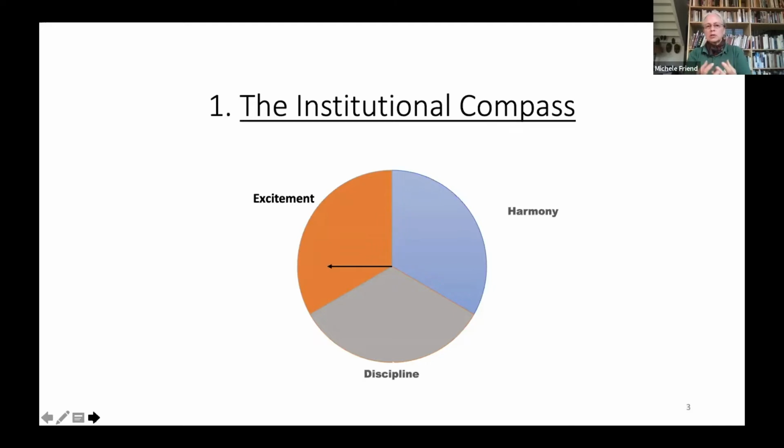And each institution, each object, each person has one of these that probably predominates, and we need all three. We need some harmony in our lives, we need some excitement in our lives, and we need some discipline in our lives. We need to get our act together sometimes. And at different periods in our lives, or in the lives of an institution, there'll be times when it needs a little bit more discipline. They have to get their act together and just crack down. And other times when things are very exciting, but one has to also calm down and go back to harmony.